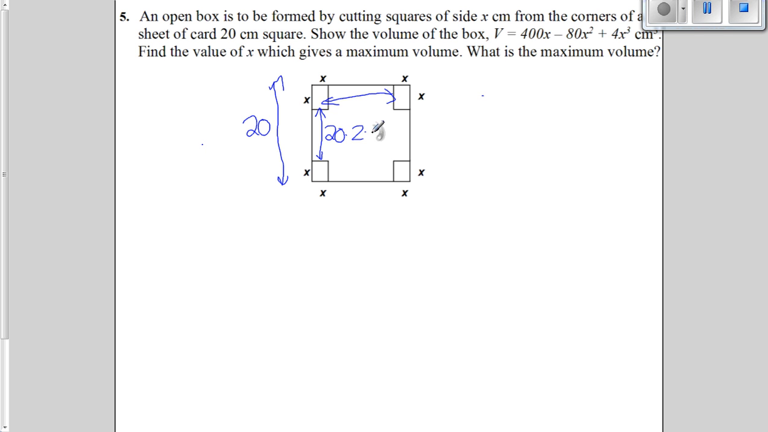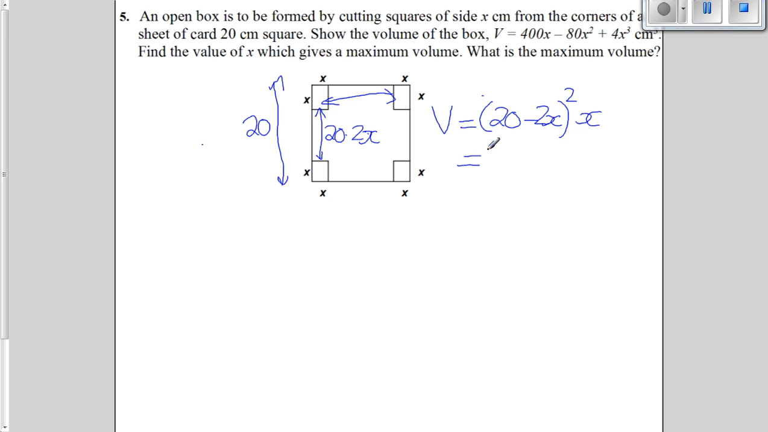And because it's a square, the other direction there is 20 take away 2x as well. There to there is 20 take away 2x as well. When we fold it up, the whole volume is going to be 20 take away 2x for there to there, times by 20 take away 2x from there to there, times by x. And we're going to need to multiply that out.